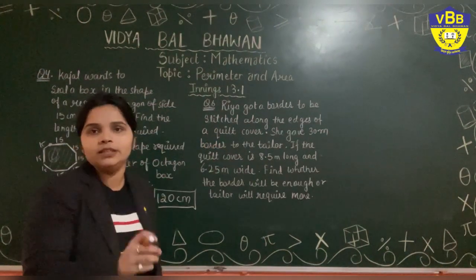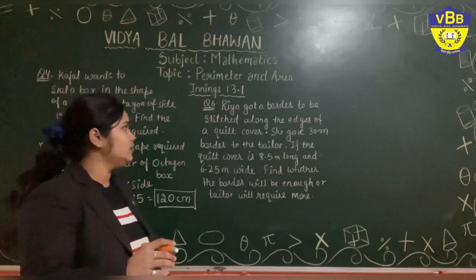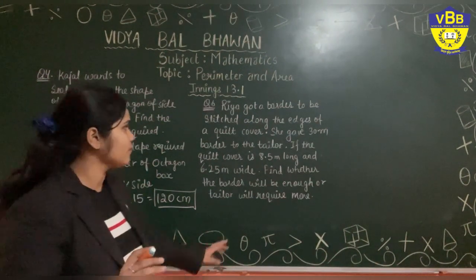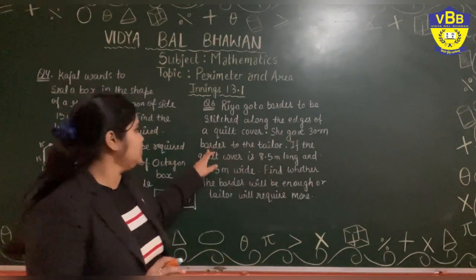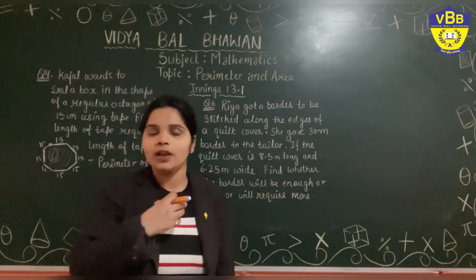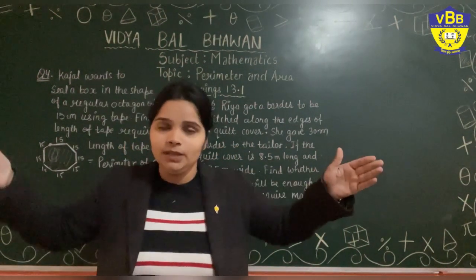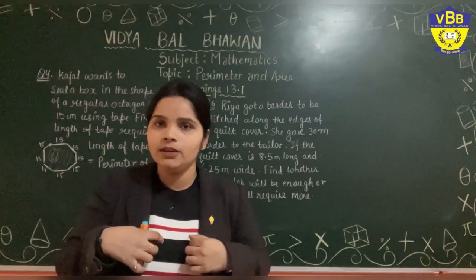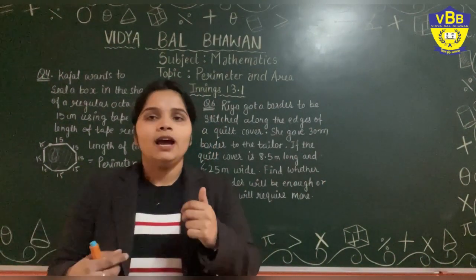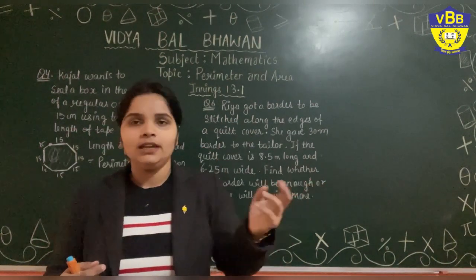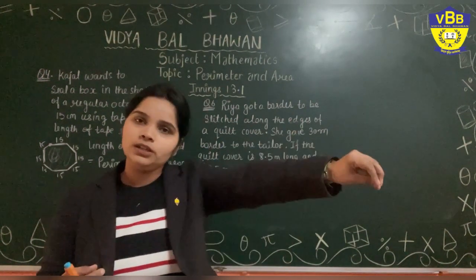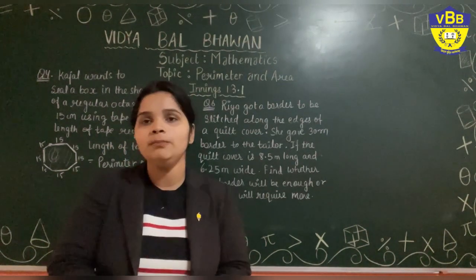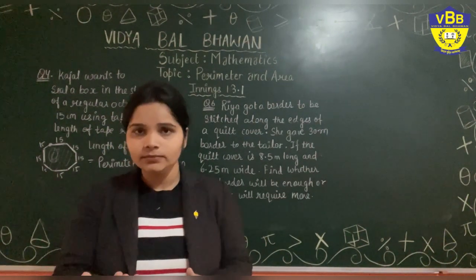There is a quilt cover, a blanket cover. Riya wants to get the border over the boundaries of the cover. She bought 30 meter border. Suppose I am Riya. I have purchased 30 meter border and brought it home. After that, I went to a tailor and gave that 30 meter border to the tailor and asked to stitch it alongside the boundary of the quilt cover.